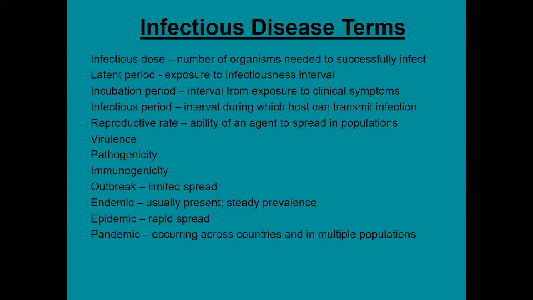Incubation period is waiting for the symptoms to arise. Infectious period is the interval during which the host can transmit the infection. Reproductive rate is the ability of an agent to spread, that is what is called an R0.